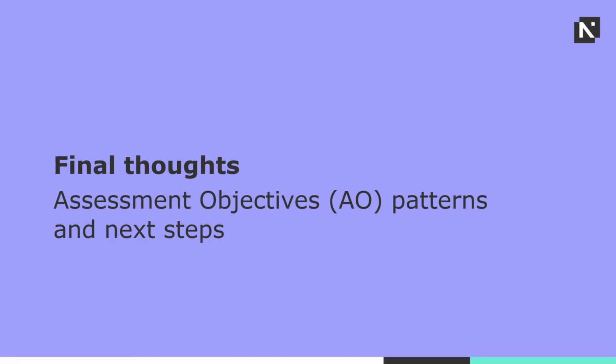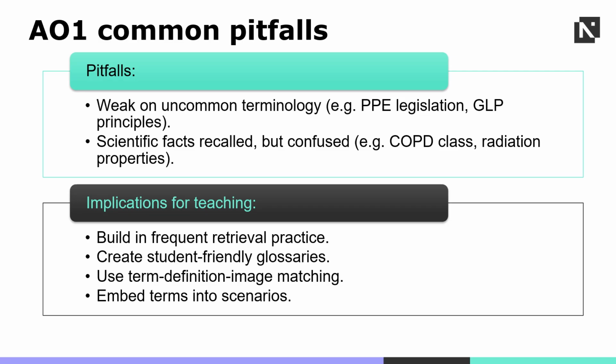So now for final thoughts, we're going to explore assessment objectives, AO patterns and next steps. When we look across both Paper A and Paper B, clear AO1 trends emerge, particularly in the areas of terminology and recall accuracy. In Paper A, many students struggled to recall specific legislation or principles of good laboratory practice. These are terms that may have been covered but not consistently reinforced, and their lower familiarity impacted performance.